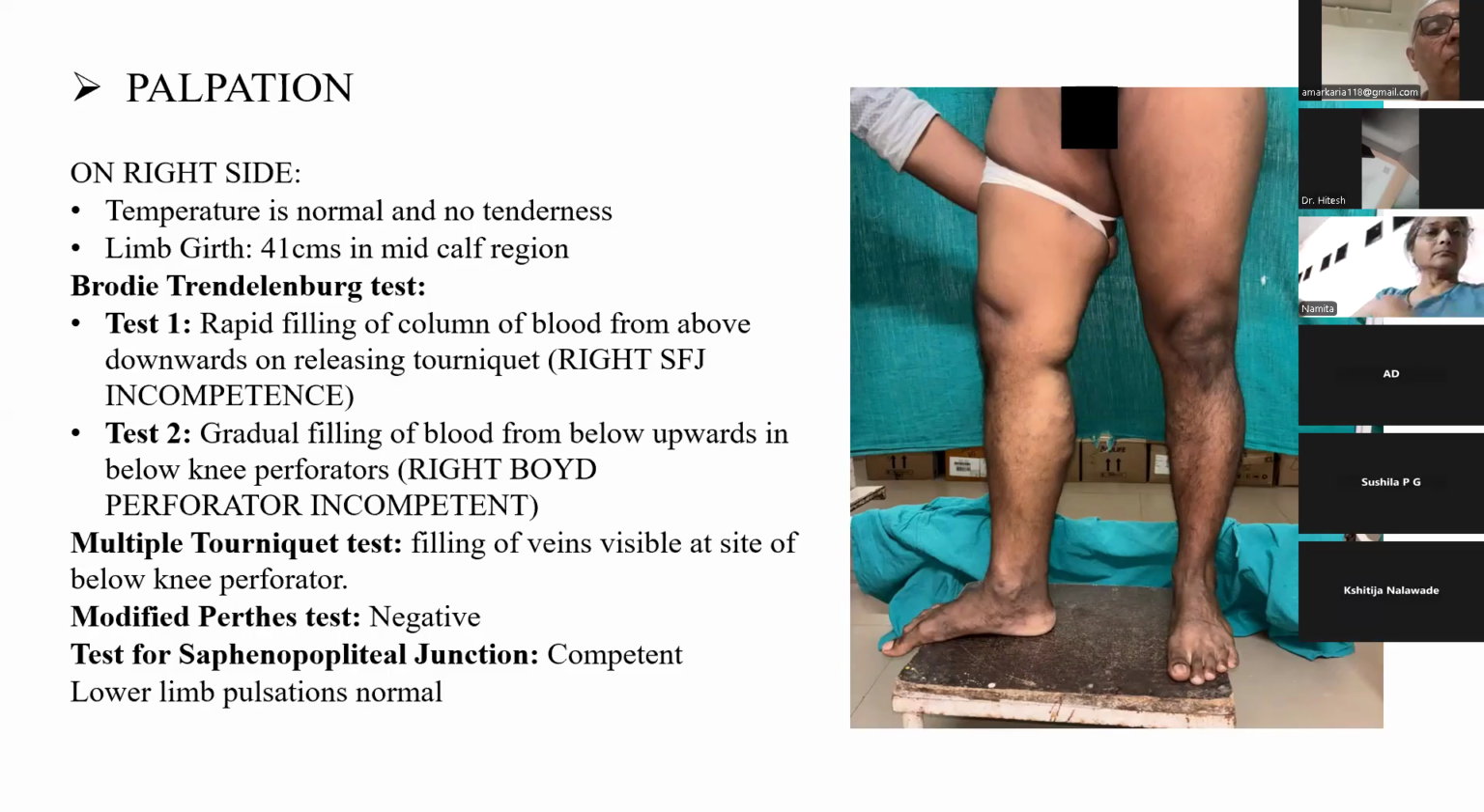In multiple tourniquet test, filling of vein visible at site of below knee perforator. Modified Perthes test is negative. Test for saphenopopliteal junction is competent, and lower limb pulsations are normal.